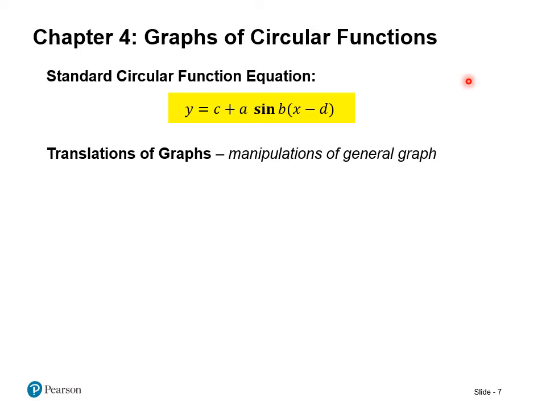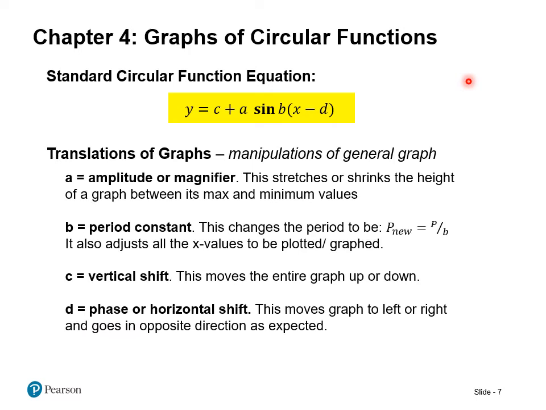Now, A, B, C, and D do what we call translations of graphs. And so that basic shape that we saw on the previous slide, these will stretch it, they will squish it, they will stretch and squish it horizontally, they will stretch and squish it vertically, and then they will move it up or down vertically, or possibly horizontally to the left and the right. Each of them has a different impact.